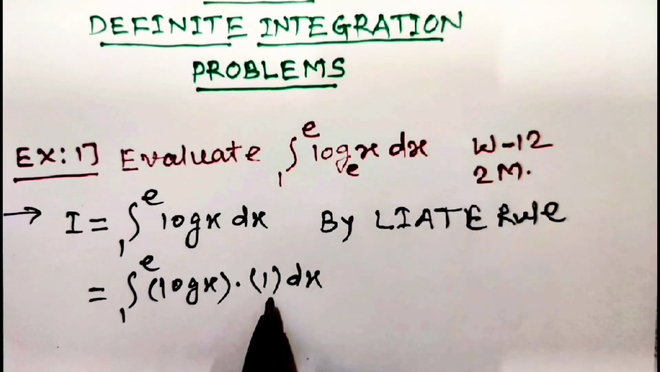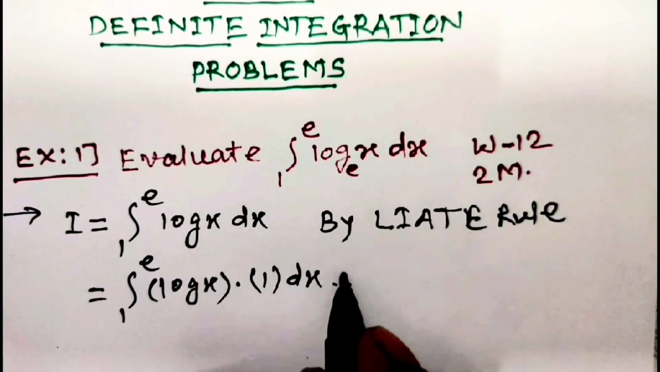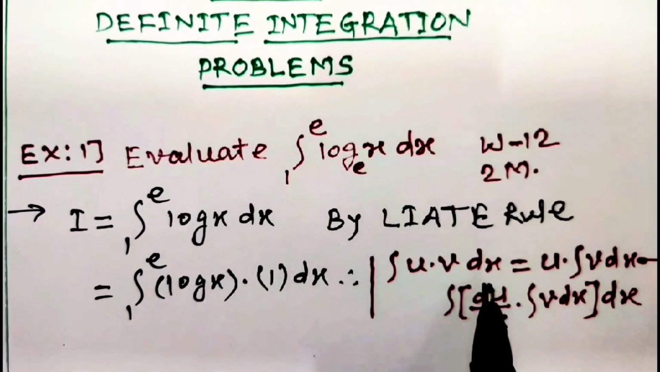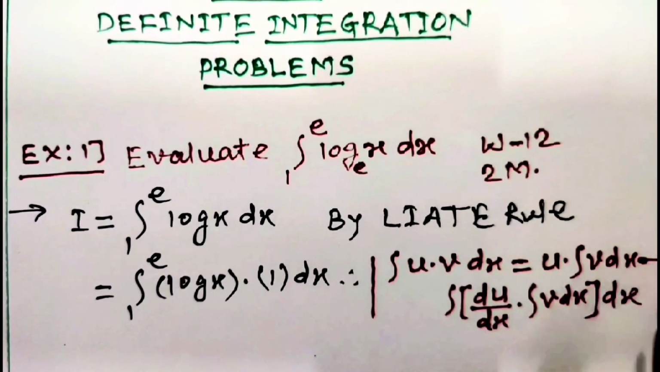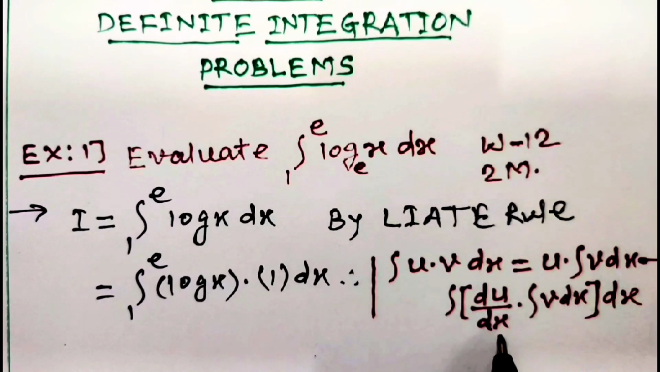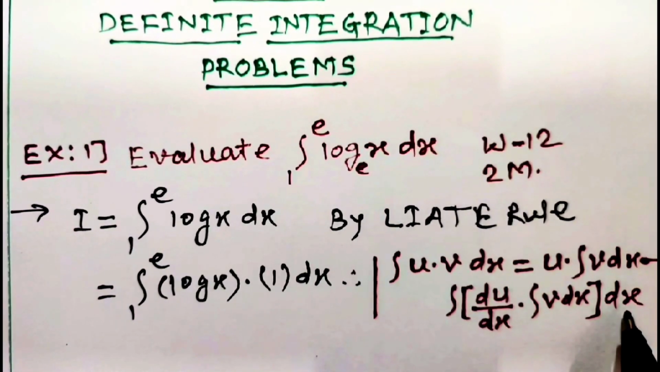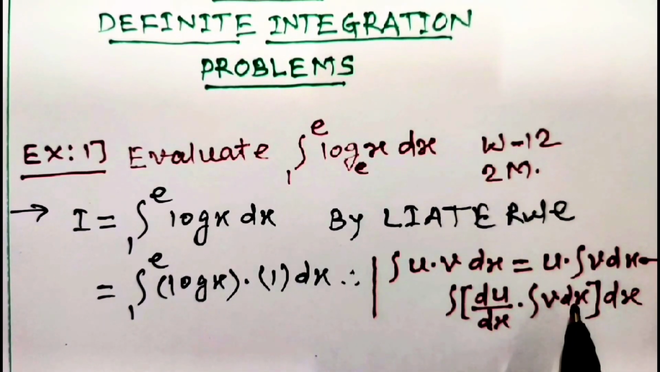u is equal to log x, v is equal to 1. Then by the formula, integral of u into v dx is equal to u into integral of v with respect to x, minus integral of derivative of u with respect to x into integral of v with respect to x, again integral with respect to x. This is the by parts method formula.